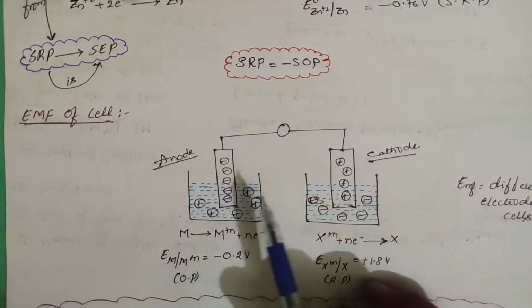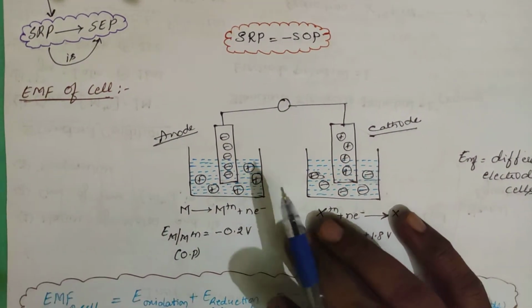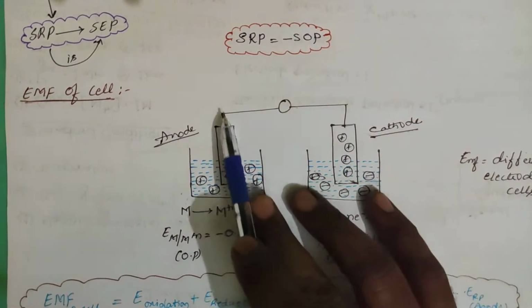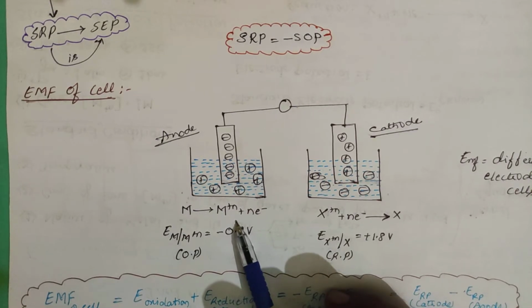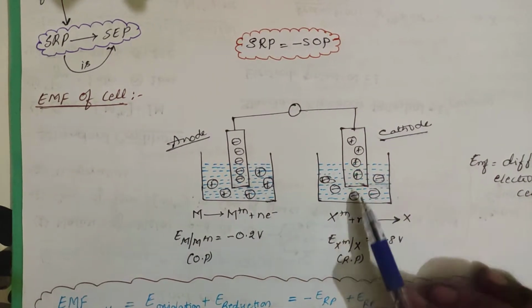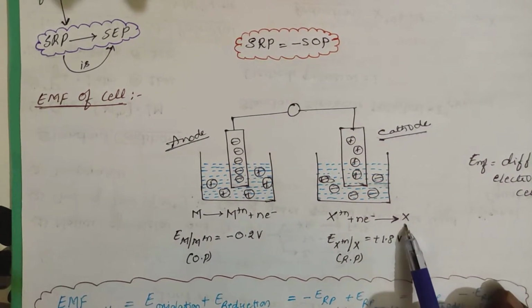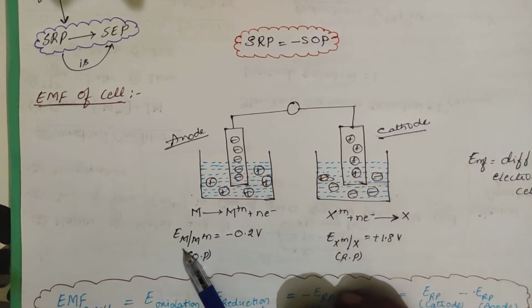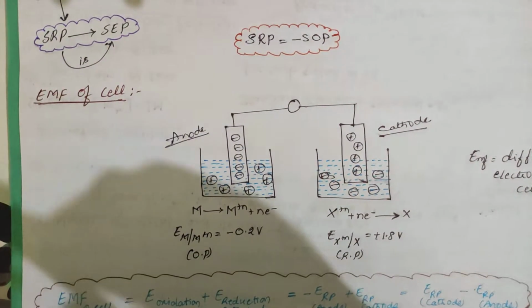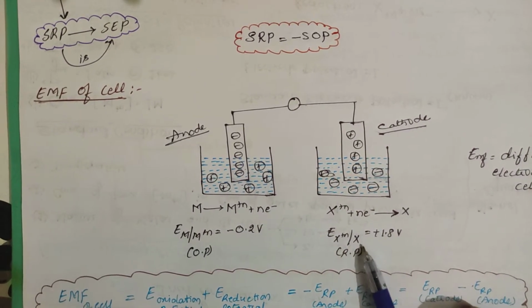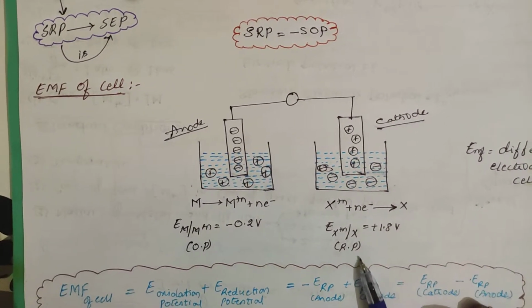Okay. So EMF of the cell, how will you calculate it? You will have an anode with a solution, and a cathode with a solution, linked together. Here at the anode, oxidation: M gives M plus n plus n electrons. Here reduction: X plus n electrons gives rise to X. So M has undergone oxidation. X has undergone reduction, X plus n to X. This is the oxidation potential, this is the reduction potential.